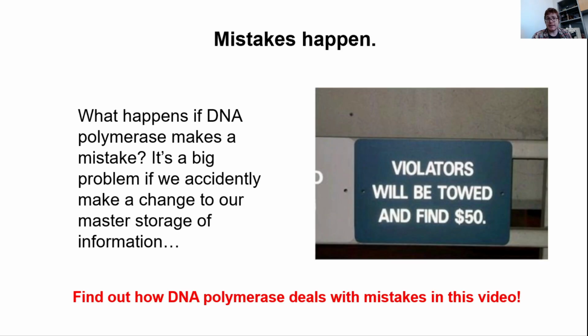But of course, mistakes can happen. And what happens if DNA polymerase makes a mistake? Well, the consequences of that would be that the sequence that contains the information to make proteins and things like that has been mutated. And that can mean that we're not going to be making the things that we're supposed to make, and that can have big consequences for how life goes on. And so in this video, we're going to talk about how DNA polymerase deals with the mistakes that it makes. And that's through a proofreading activity that the polymerase actually has.